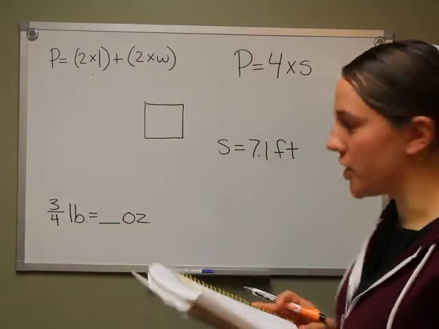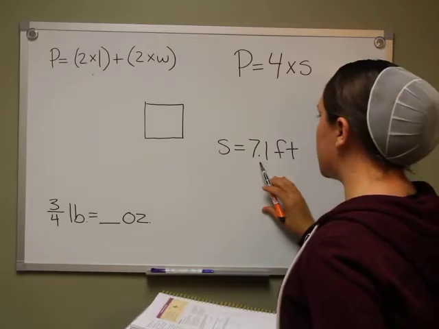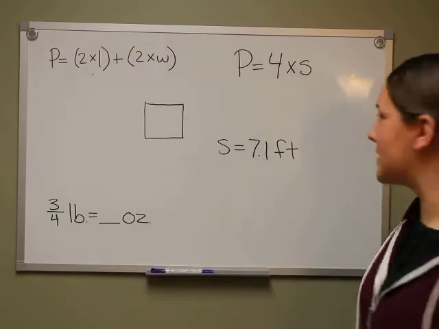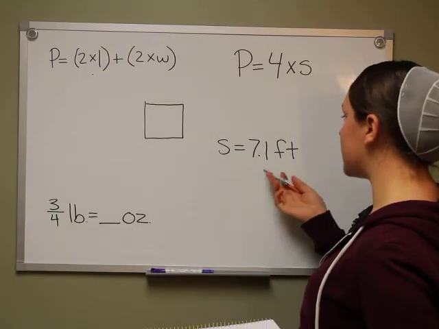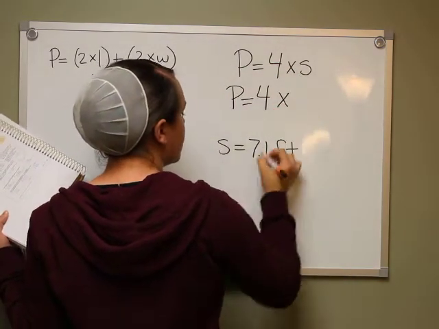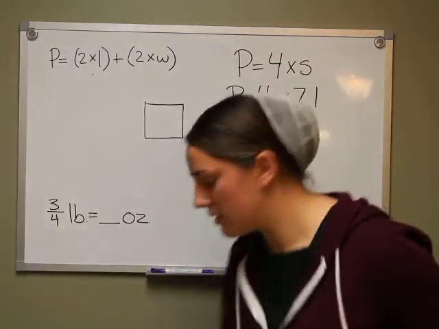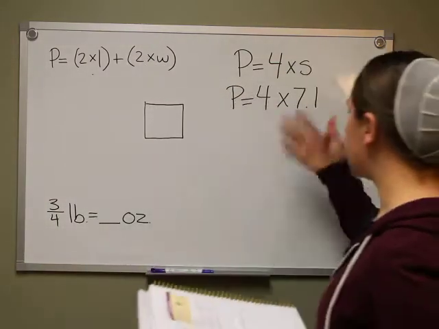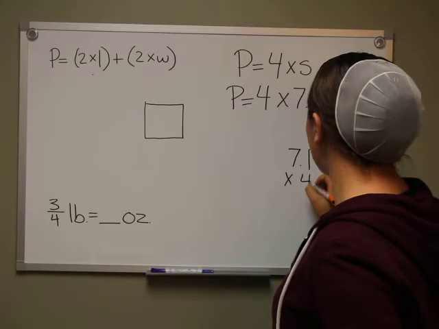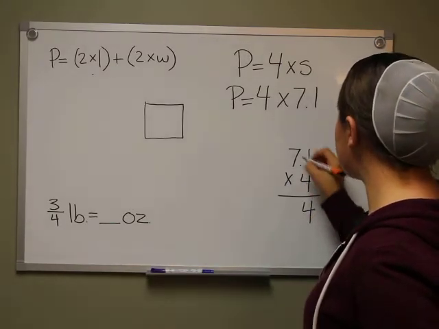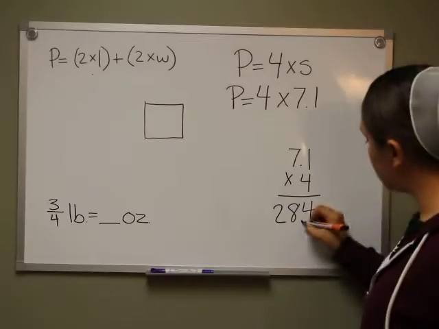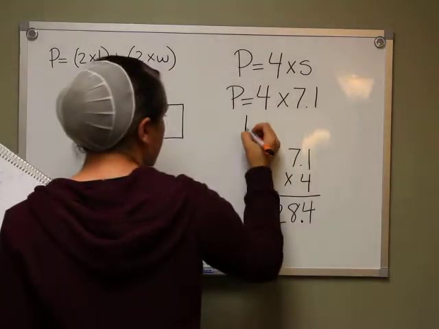Let's go ahead and find the perimeter of this square. Let's say that each side would be 7.1 feet. Okay, not that square, but a bigger one, obviously. So one side is 7.1 feet, so we have P equals 4 times 7.1. Let me just get rid of this here. Now we need to multiply. That's the only thing we have to do here. So we have 7.1 times 4. 1 times 4 is 4. 7 times 4 is 28. Our decimal point goes right here because we have 1 decimal place. So that is our answer.